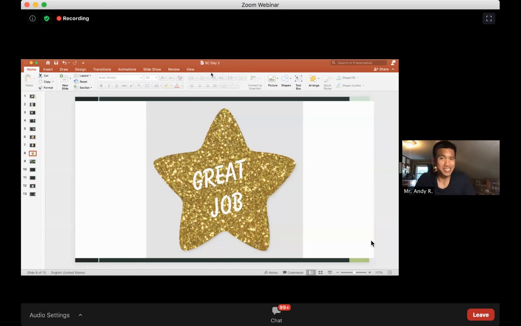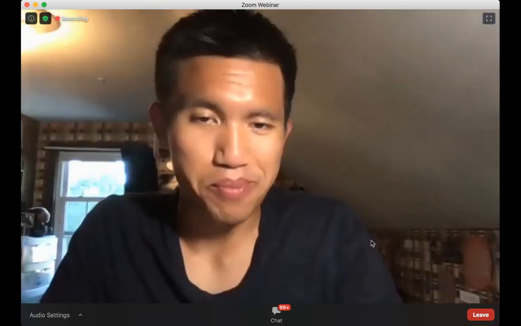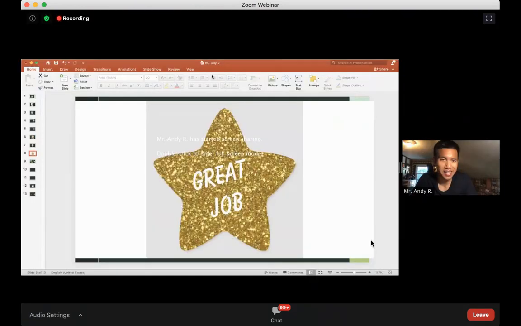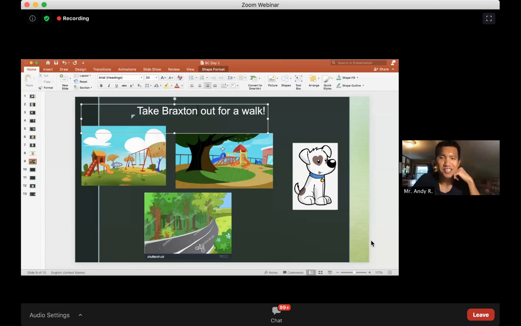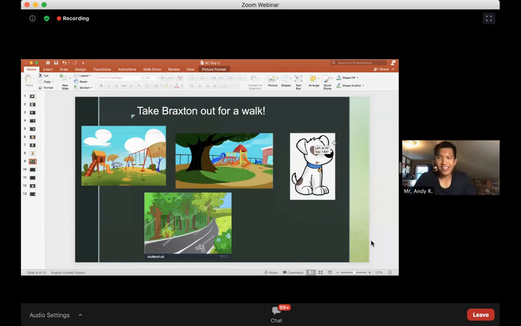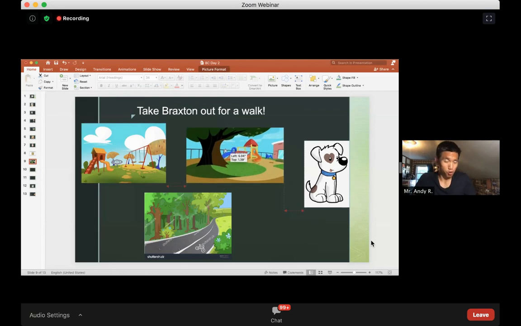So now the teams did a great job today. So all the teams can pick where to take Braxton out for a walk today. Braxton, that's his name. Okay, so where should we take Braxton out for a walk? The park, the swings and the slide, the school playground. There's the school, there's a tree. Or should we take him to the bike path?